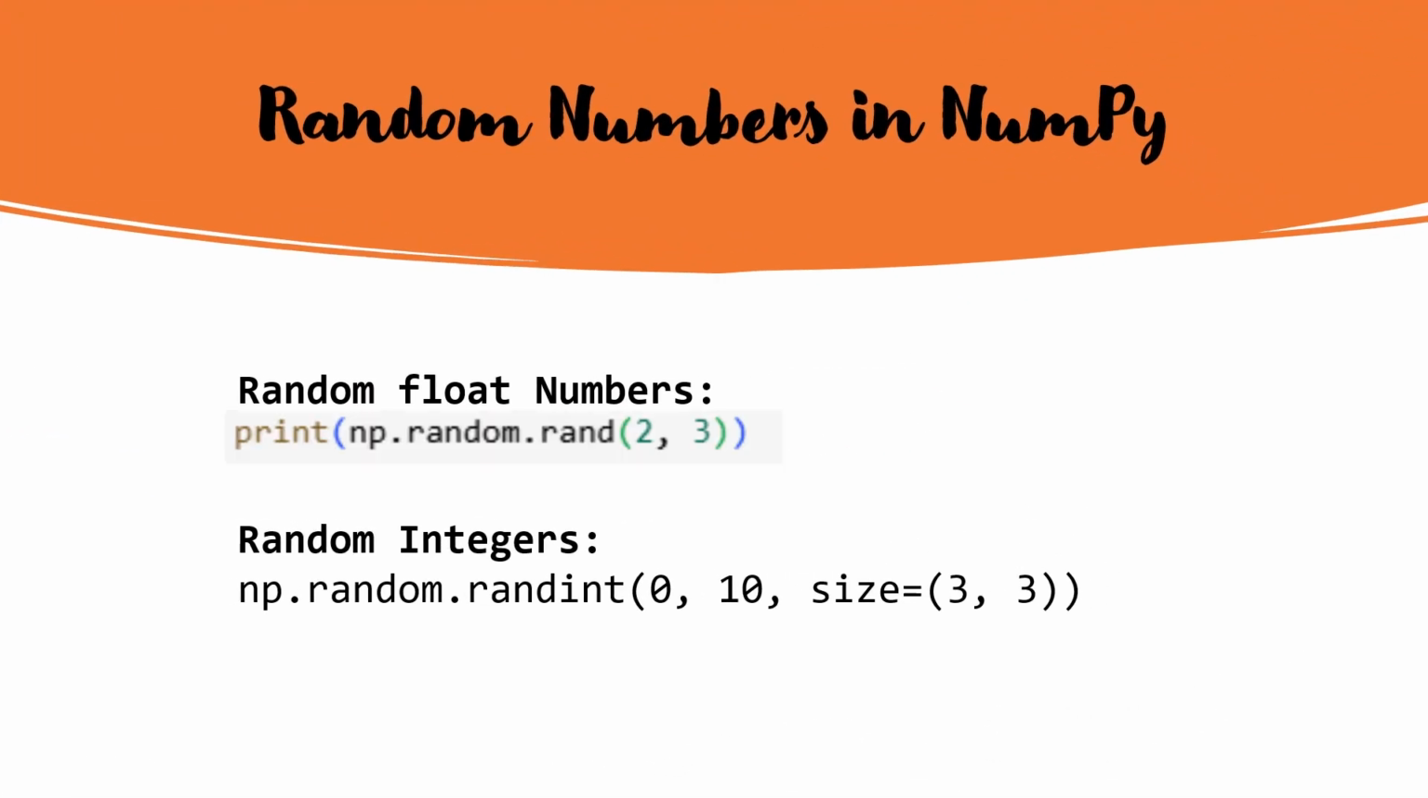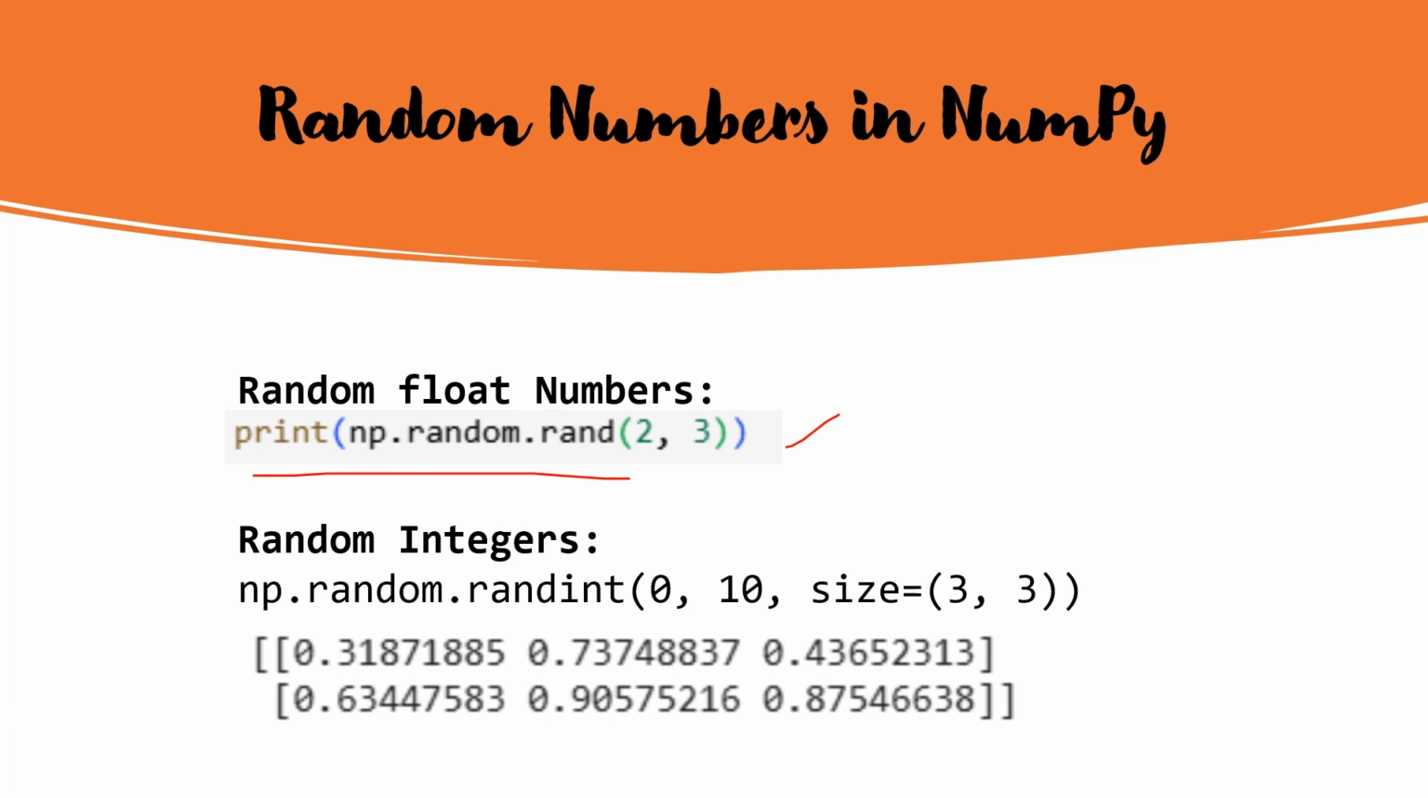Generating random numbers is another amazing feature of NumPy. For example, to generate random floats, you can use this. By executing this code, you will get a 2 by 3 array, meaning 2 rows and 3 columns filled with random float numbers. These float numbers are uniformly distributed in the range 0.0 to 1.0, and the shape of the array is determined by the tuple 2, 3.